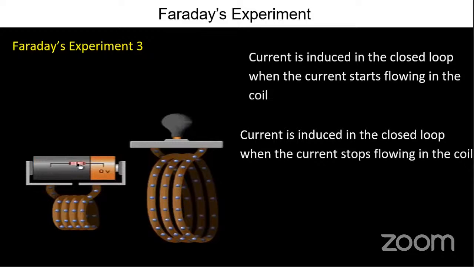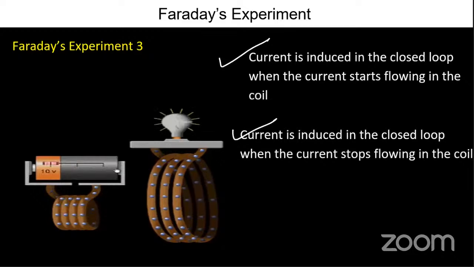When I turn on, there is flow of current in one direction. When I turn off, there is flow of current in the opposite direction. In both cases, when current flows in one direction and in the opposite direction, there is a change in magnetic flux or magnetic field. This change in magnetic field will induce current.